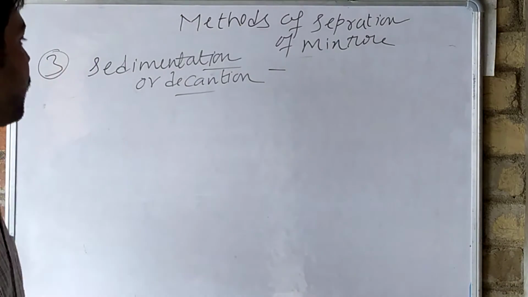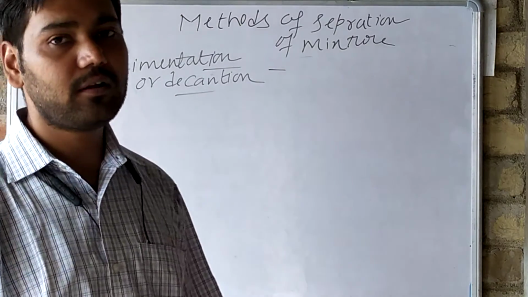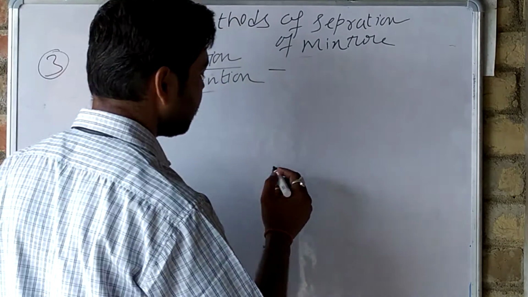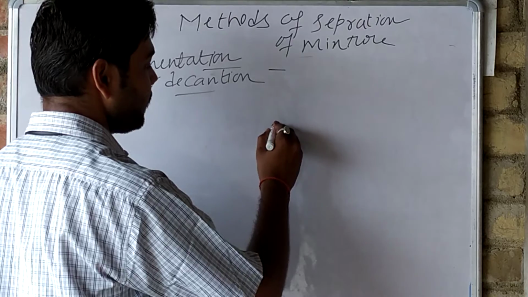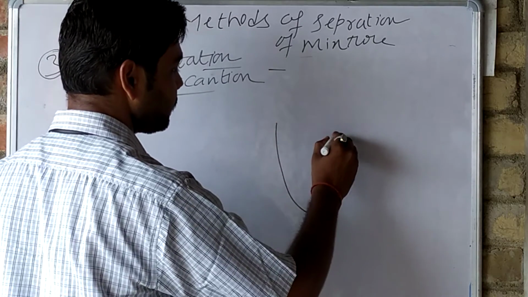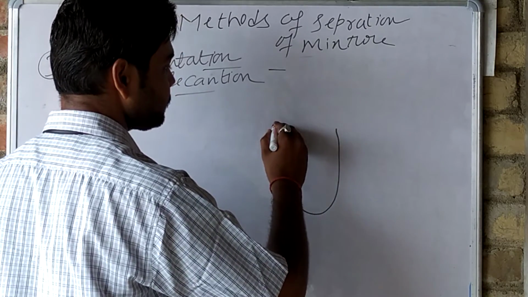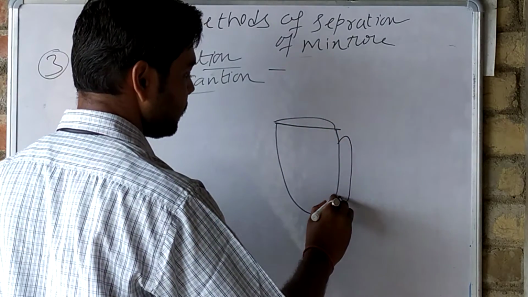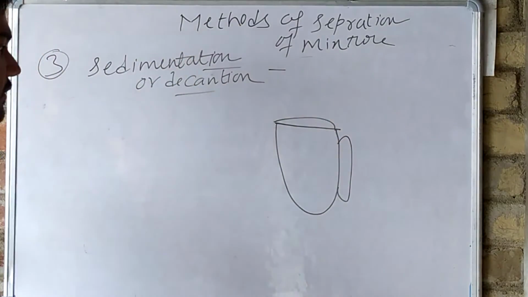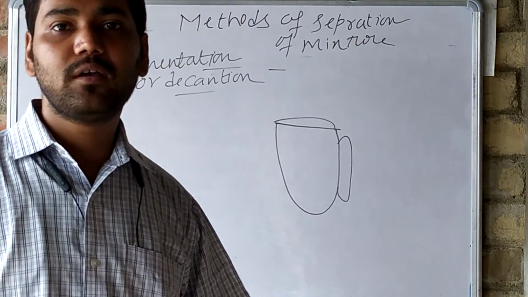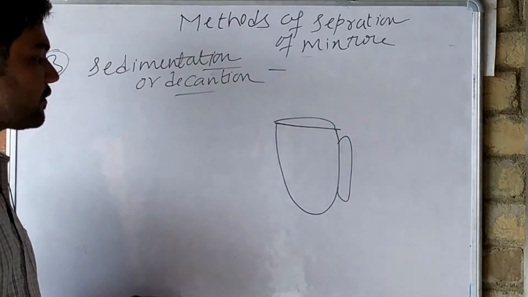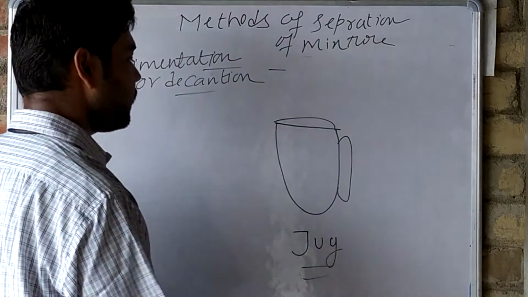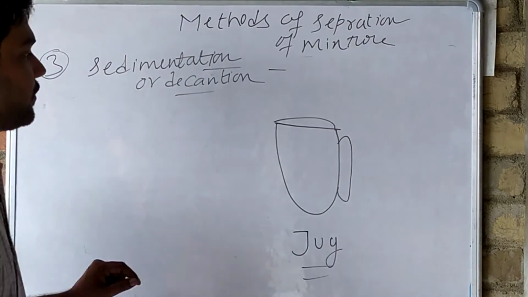So we have to study about sedimentation and decantation. What is sedimentation and what is decantation? See, we have a glass jar, something like this. We have a jug. Consider it as a jug. Understand? Jug. And what happens in that jug?